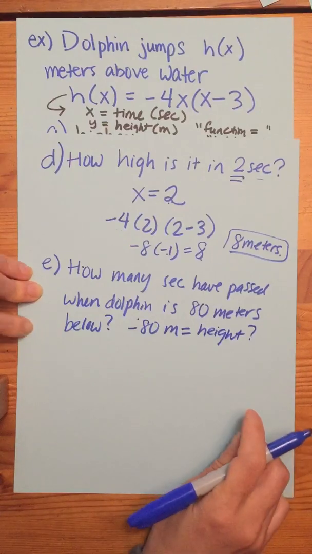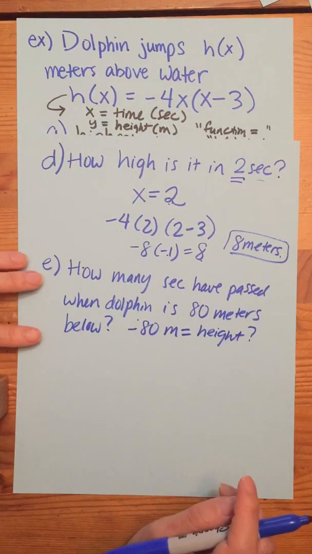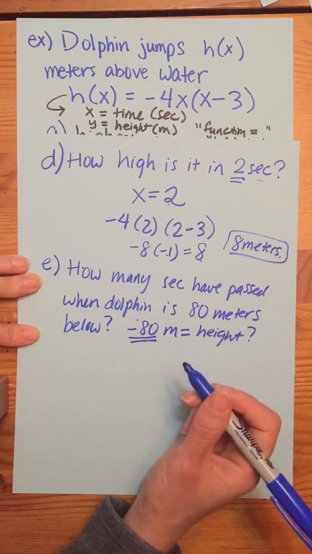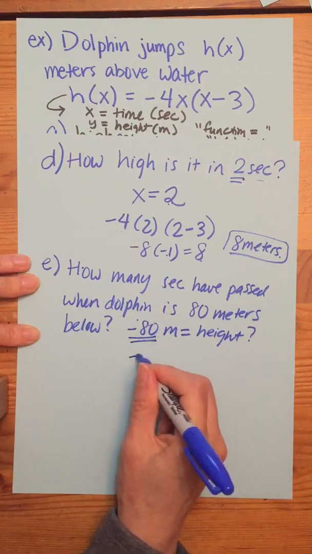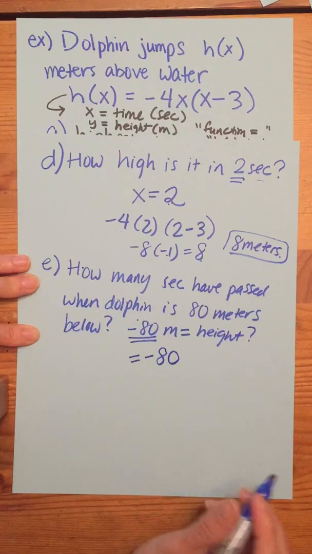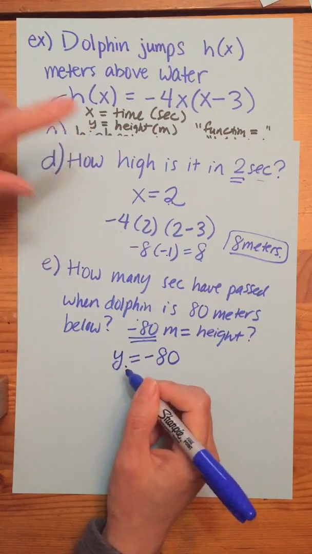Okay. All right. So if they ask for this, then that means that they are giving you a number, and it's not 0, so it's not one of the more common problem types. And you have to figure out whether it's x or y. So go ahead and figure that out. And if you said it was y that equals -80, because y stands for height, then you're right.